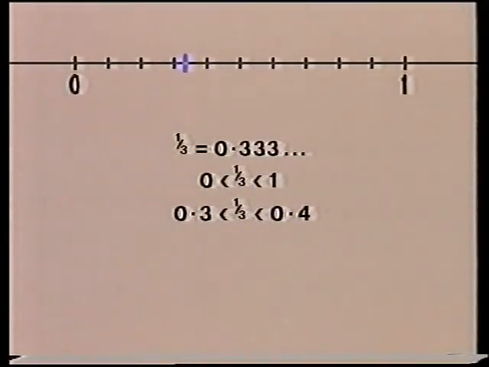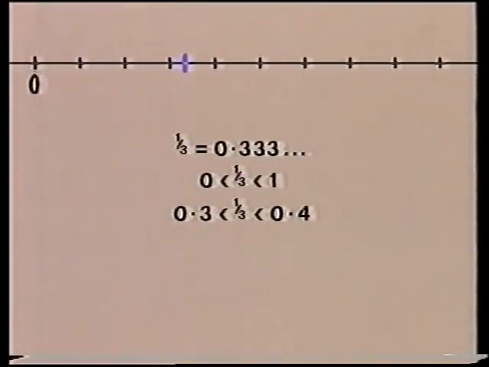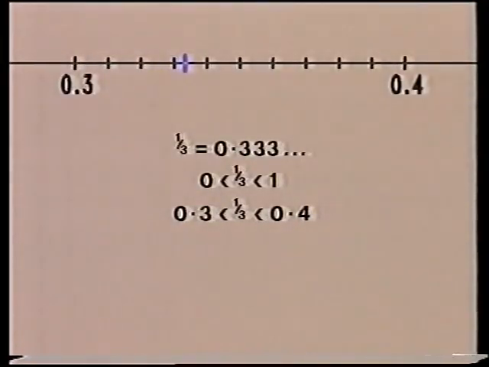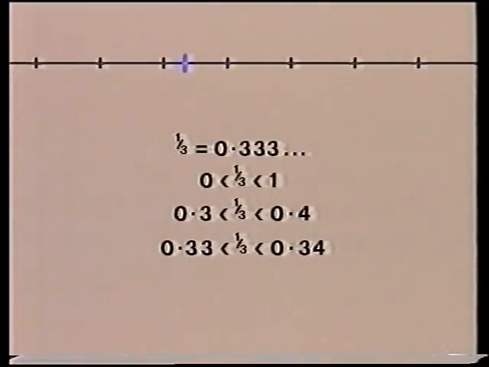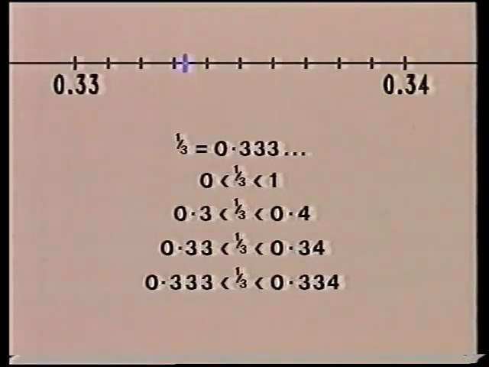Its decimal expansion begins 0.3. Now, to get more information about where a third lies, we use the next decimal place. That tells us that a third lies between 0.33 and 0.34. And if we repeat this, we can see that a third lies between 0.333 and 0.334.